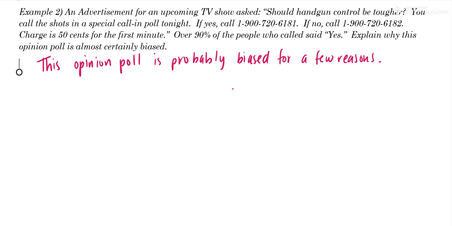So one, talk to me about this poll. Who is going to be answering this poll? Well, it's a call-in poll that you have to actually pay for to answer. So this is a voluntary response sample. You are asking for volunteers to share their opinion. Not only that, but their opinion is going to cost some money as well, 50 cents for the first minute. So that being said, this is clearly a voluntary situation, so only those with strong opinions about gun control are going to be responding to this.